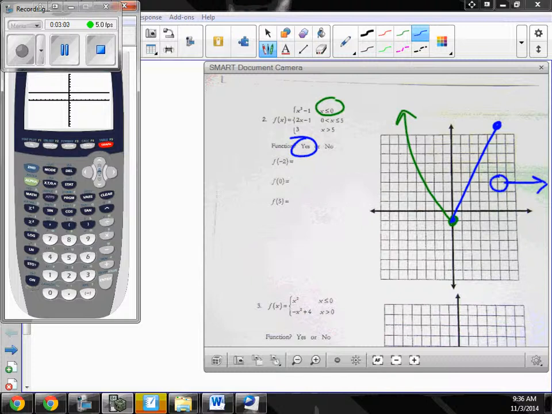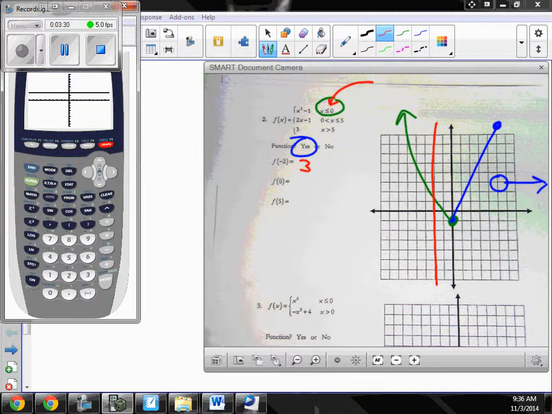And then I want to know f of negative 2. Well, which piece does negative 2 belong to? So if I go to negative 2, it would be the first graph, or I look at the domains, negative 2 only fits in that first domain. So I plug in negative 2. What is negative 2 squared? 4 minus 1 would be 3.